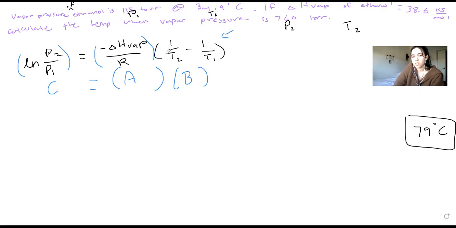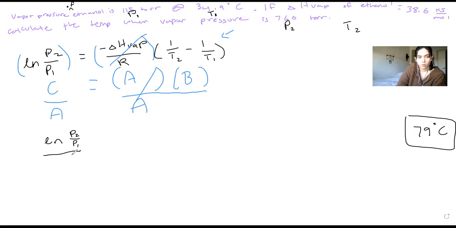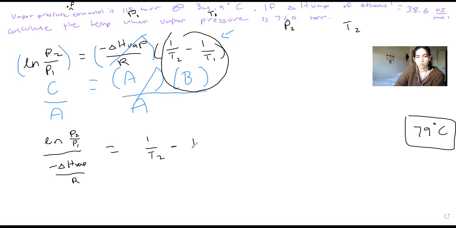Well, the first thing we can do is at least get rid of this guy, so we're going to divide by A. So C divided by A. Let's do that: ln of P2 over P1, over negative change in enthalpy of vaporization of ethanol over R. Okay, and that's going to equal just B by itself, which is this guy.